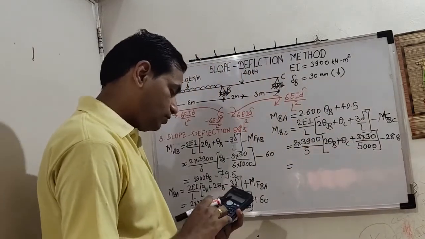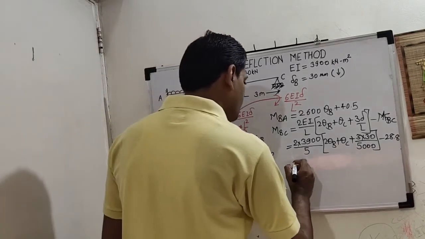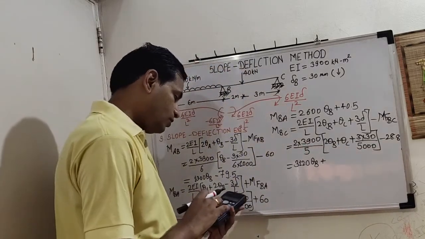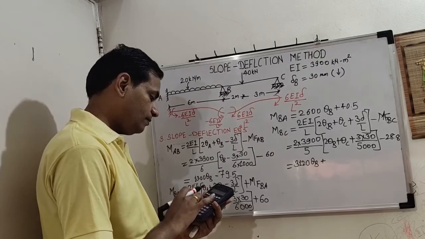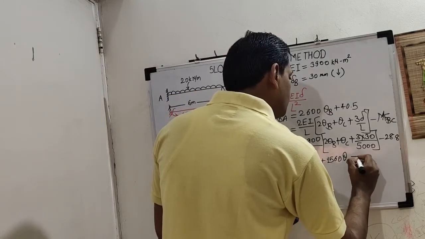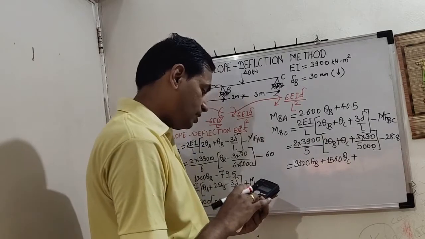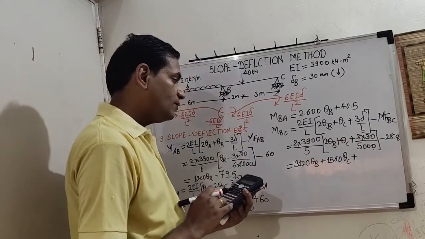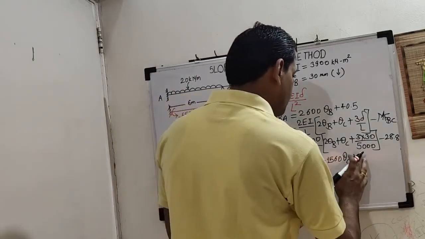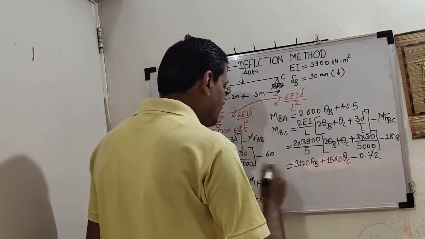So simplify this. 2 into 3900 into 2 by 5, so this is 3120 theta B plus 2 into 3900 upon 5 is 1560, so it is 1560 theta C plus 2 into 3900 into 3 into 30 upon 5 into 5000, so it is 28.08 minus 28.8, so it is minus 0.72. This value is minus 0.72.